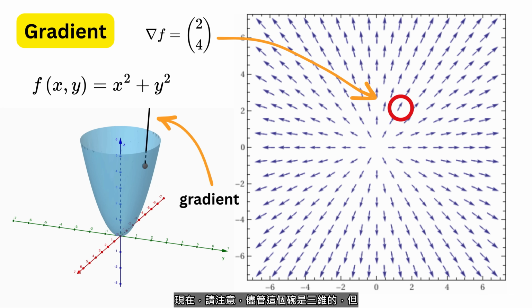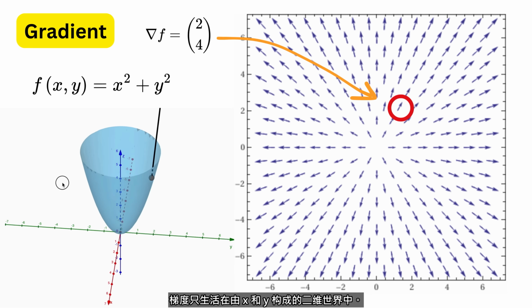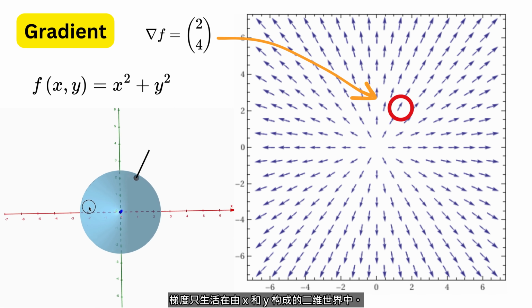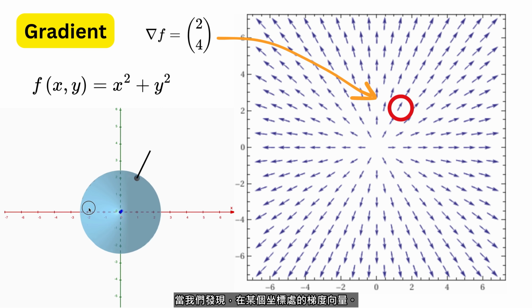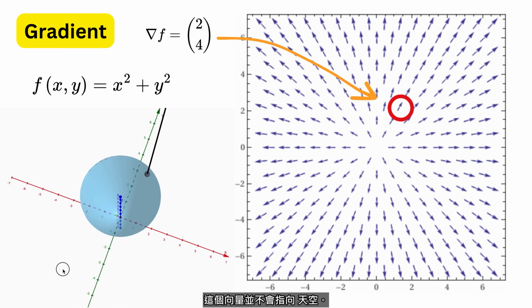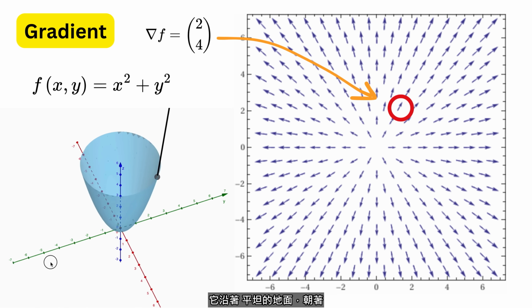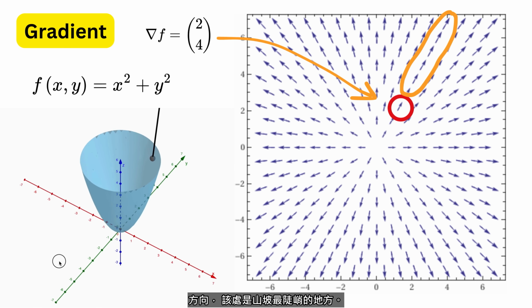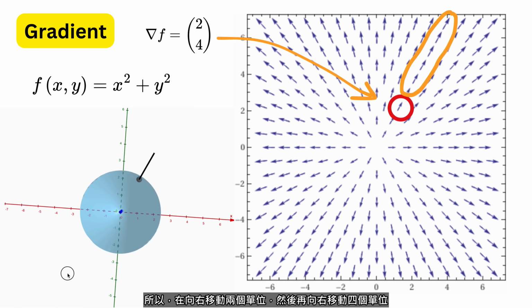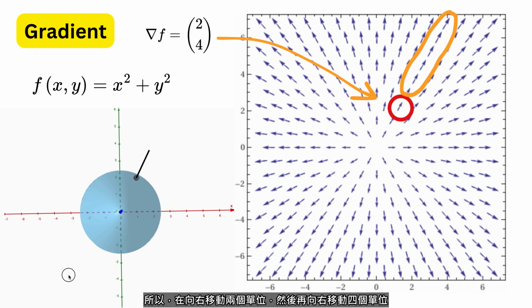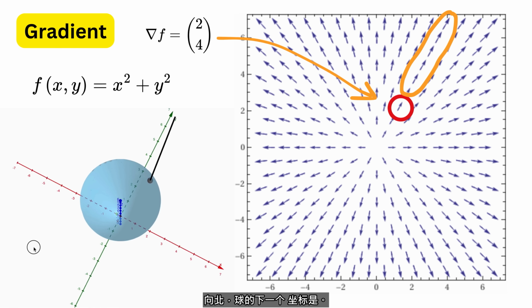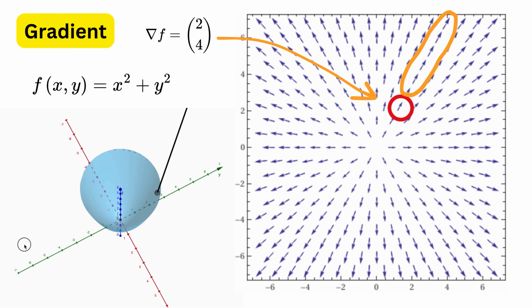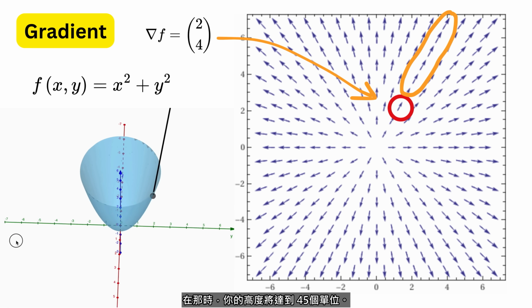Now note that even though the bowl is three-dimensional, the gradient only lives in the two-dimensional world of x and y. When we find that the gradient at the coordinate (1, 2) is the vector (2, 4), we are looking at a flat map of the bowl from above. This vector (2, 4) does not point up into the air. It points along the flat ground toward the direction where the hill is rising the fastest. So after moving 2 units to the right and 4 units to the north, the next coordinate of the ball is (3, 6). At that point, you will have a height of 45 units.